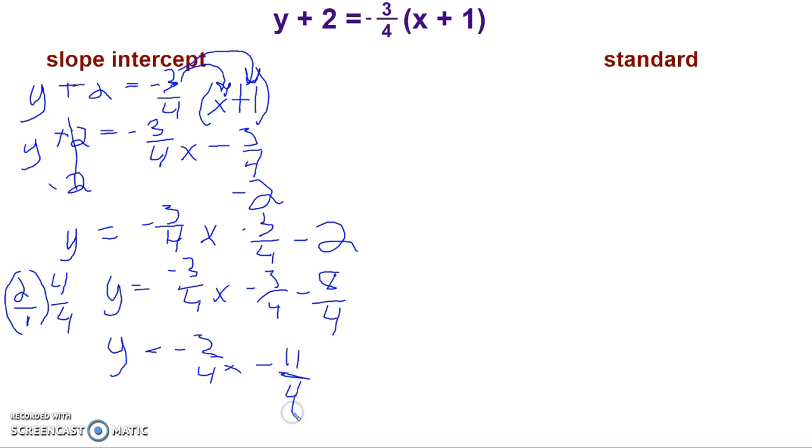And just because this is not a slope, I want to put it in the most proper and most reduced form, which means that I'm going to turn 11/4 into a mixed number. 4 goes into 11 twice. There's 3 left. So that's going to be 2 3/4.